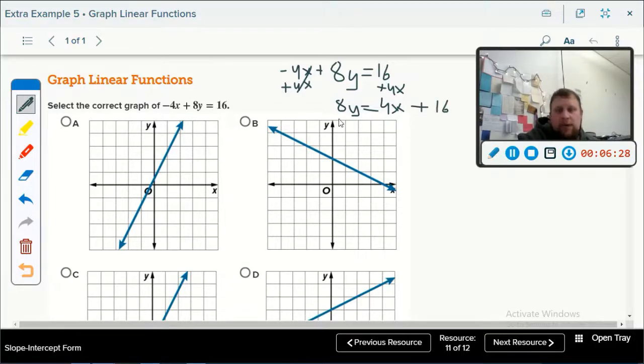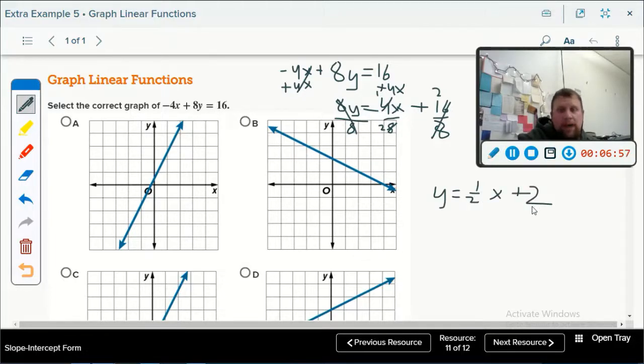And now, last but not least, I need to get y by itself. I'm going to divide by 8. And I need to divide each of these terms by 8 on the right side. So that 8's gone. 4 goes into 4 once, goes into 8 twice. And 16 divided by 8 is 2. So what am I left with for a final equation? Y equals 1/2 x plus 2.